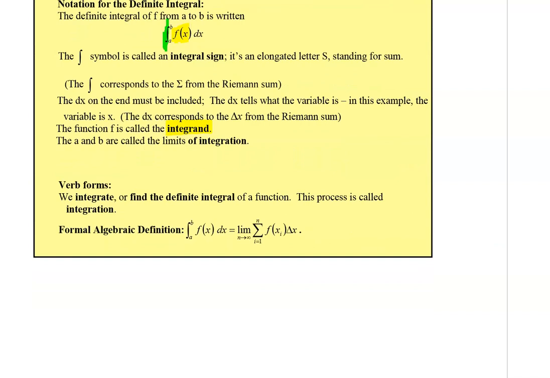The book goes on to say, we integrate or find the definite integral of a function. This process is called integration, and this is what we were referring to with those Riemann sums, taking the limit as those rectangles get smaller and smaller and smaller, so multiple rectangles, getting an infinite number of them under the curve, is equal to just the integral of that function. So it really makes our process a lot quicker. Instead of drawing a bunch of rectangles and adding them all up, we just create a bunch of them up to the infinite point and calculate it from there.